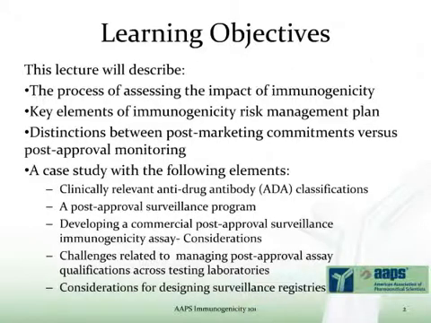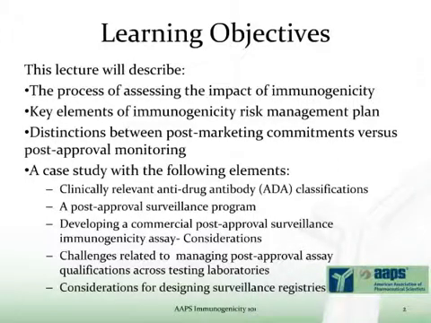So the learning objectives of this particular portion of the course will be to look at and examine the process of assessing impact of immunogenicity. We will talk about key elements of immunogenicity risk management plan and what are the distinctions between post-marketing commitments versus post-approval monitoring. And I will present a case study to illustrate the following elements.